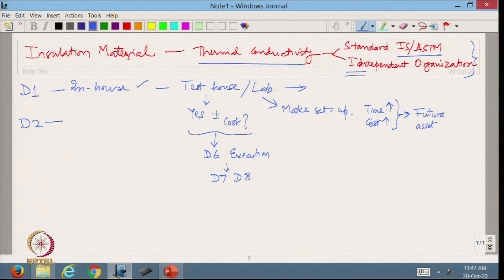So, we skip certain steps when we go this path, but it is still a part of the total experimentation process. In this case, things are different. After we decide to fund this lab to make the setup, they will go through all the phases D3, D4, D5. They will make the complete design, they will procure the equipment, put it all together, do the debugging, and then finally come to the execution phase, then give you the data and its analysis.